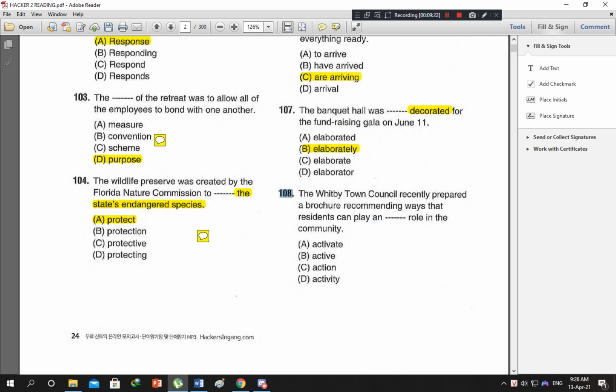Next one, 108, we have the word un. After un, we'll have a compound noun. Role here is a noun at the end. So before the noun, we're going to need an adjective. Adjective could be A, B, C, or D. But if you look here, C with the ending tion is a noun. D with the ending ant is also a noun. So the adjective here is B, active role. The answer is B.